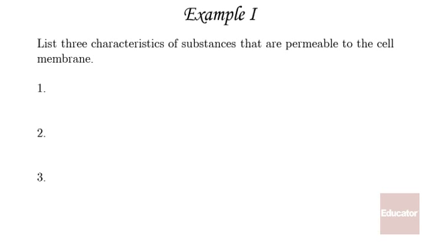Let's look at some examples to sum up what we've discussed today. Example 1, list 3 characteristics of substances that are permeable to the cell membrane. So what type of substance would be most permeable to the cell membrane? Well, first of all, something that is small. Small substances are most easily ingested. So size.